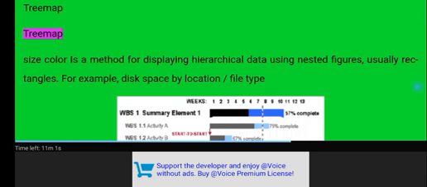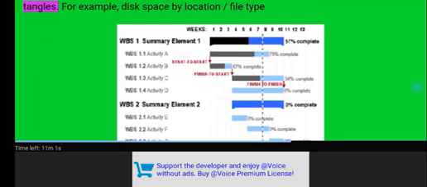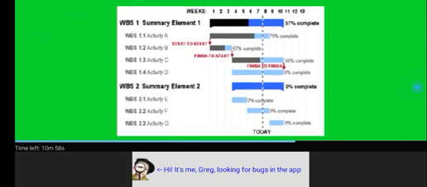Tree map. Size, color. A method for displaying hierarchical data using nested figures, usually rectangles. For example, disk space by location, file type.